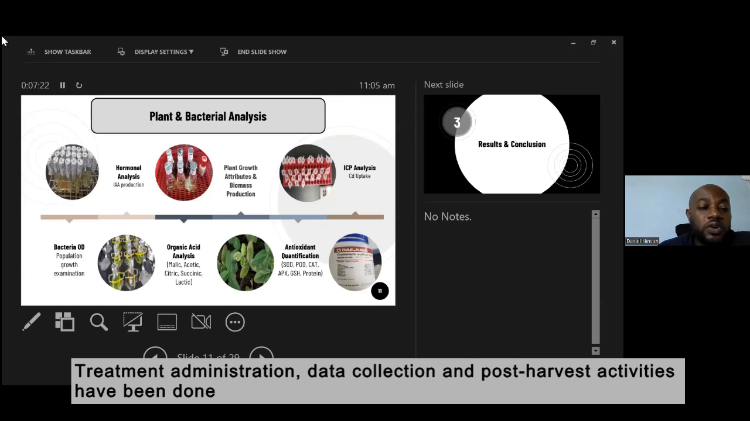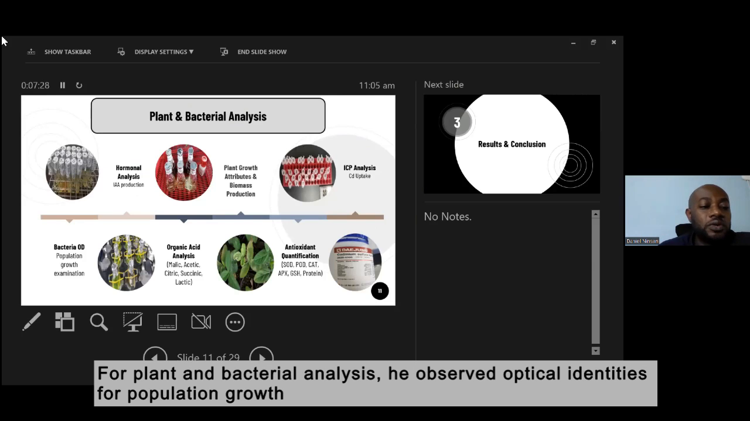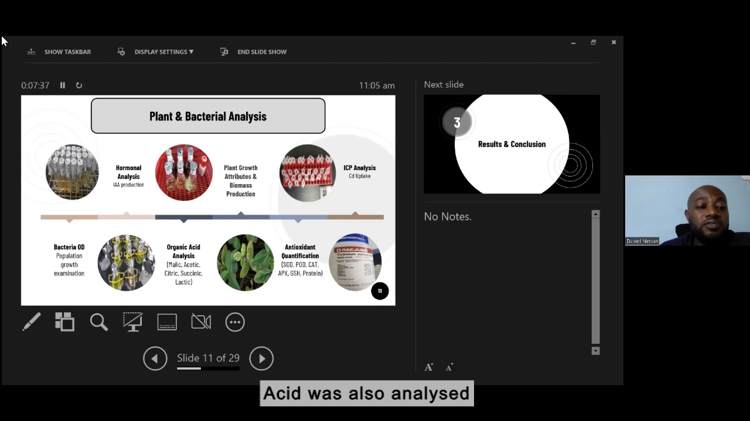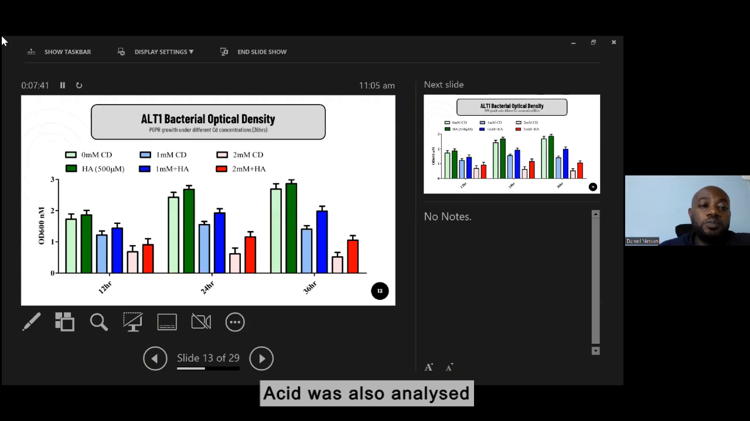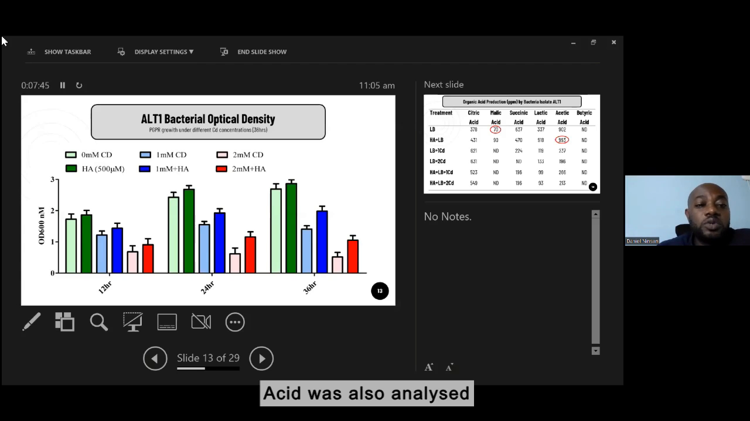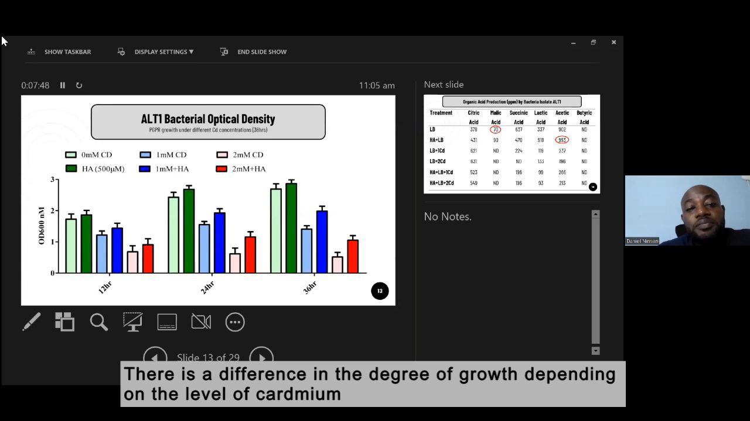Wouldn't want to bore you too much with all the details, but there were a number of analyses that we did, from observing the optical density of the microbes, basically looking at their population growth, to acid analysis and antioxidant analysis. So, I mentioned that we observed their population over time, and we realized that the combined effect of both the tolerant microbe as well as the biostimulant had a marked reduction in the influence of the cadmium on them.